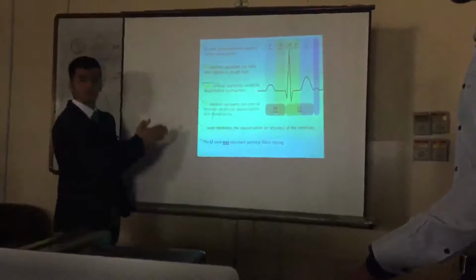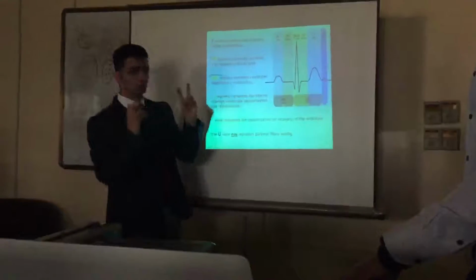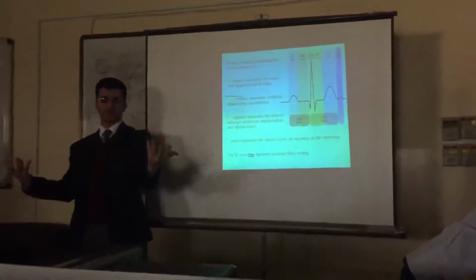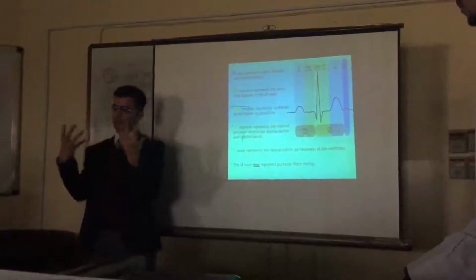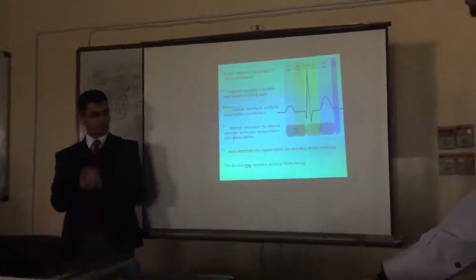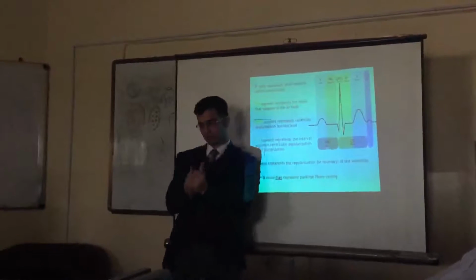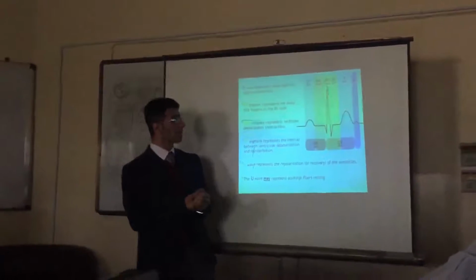Then we have the ST segment, which is the junction point between the contraction of the ventricles and the relaxation of the ventricles. So there is a meeting point between them. Then the T wave represents the relaxation or repolarization of the ventricles.